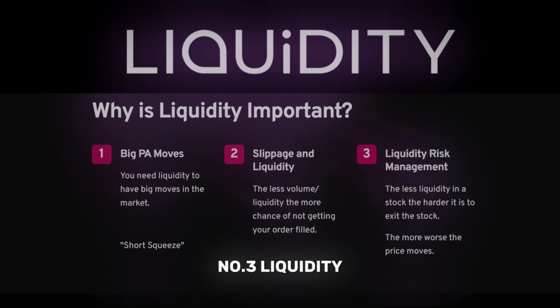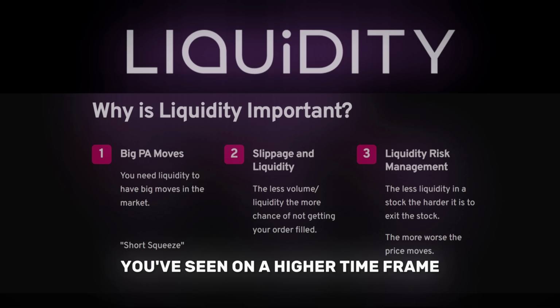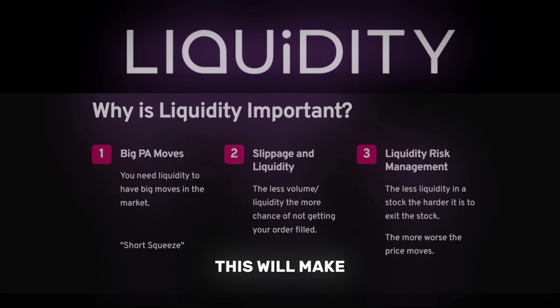Number 3, liquidity risk management. The less liquidity in a stock, the harder it is to exit the stock. And this will result in worse price action. If there's no liquidity or volume in a stock, even if you have the best pattern setting up, let's say you have the best bull flag you've seen on a higher time frame, and you know if this breaks, this will make an extremely big move to the upside.